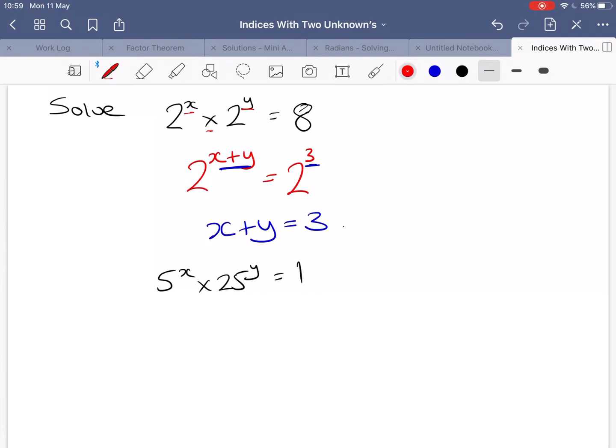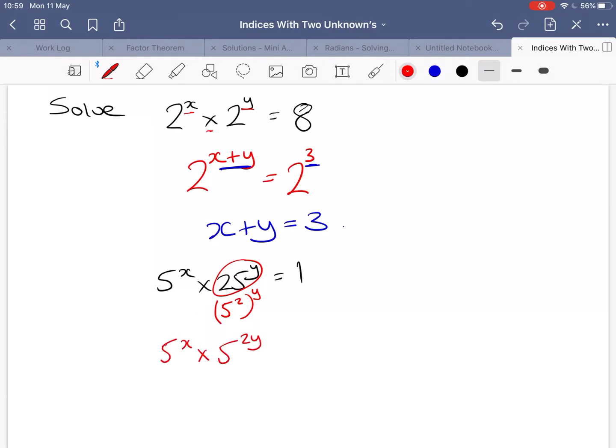So I've got 5 to the power x times 25 to the power y. Well, first of all, we need to deal with this 25 to the power y, just like we did before. We need to write it as 5 to the power of something. Well, that's the same as 5 squared to the power of y. So on the left-hand side of this equals, we've got 5 to the power x times 5 to the power of 2y.